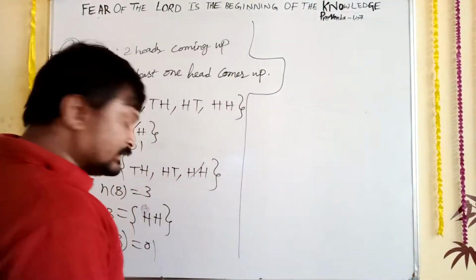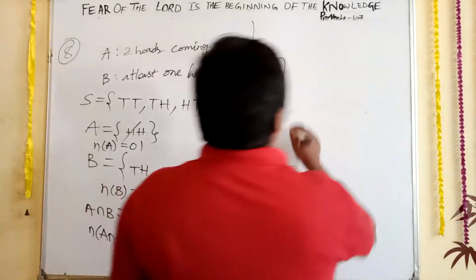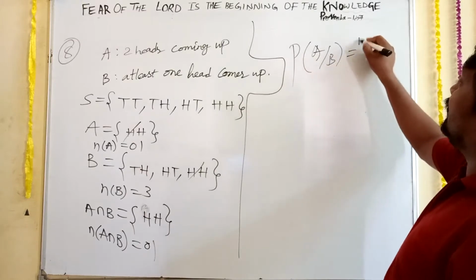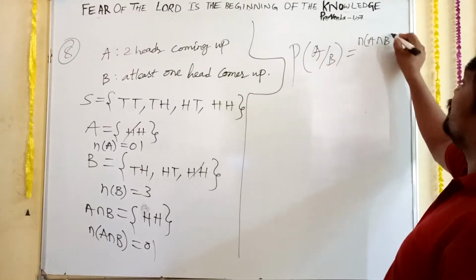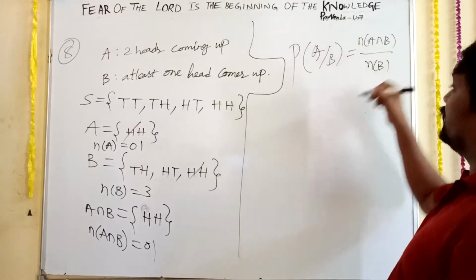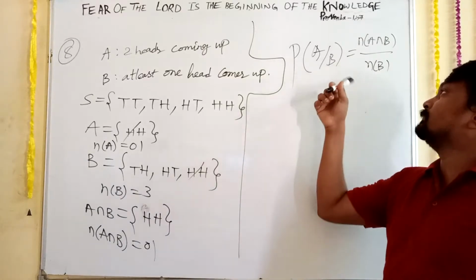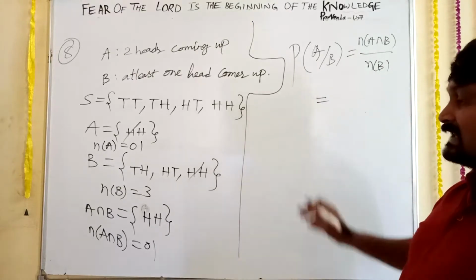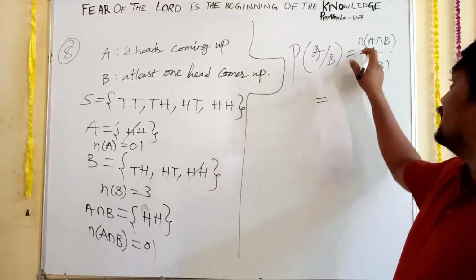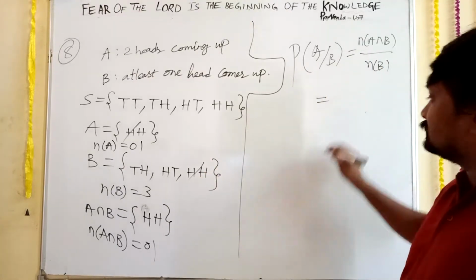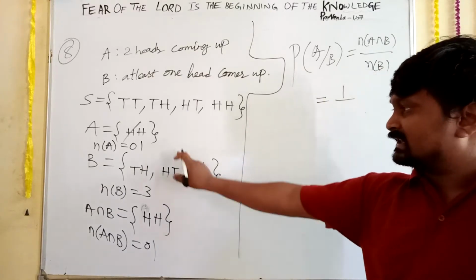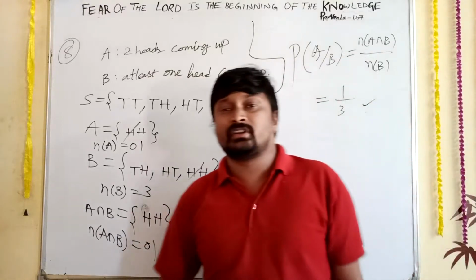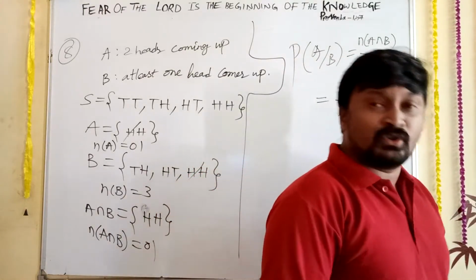You did a good job. So now after this, what will we have? P of A given B. What is your formula? N of A intersection B upon N of B. You can use even P of A intersection B upon P of B also. Whichever you use, you will get the same answer. So now here n of A intersection B is 1, n of B is nothing but 3. So 1 upon 3 is your answer. That is about your 8th question. So let's move on to the next.